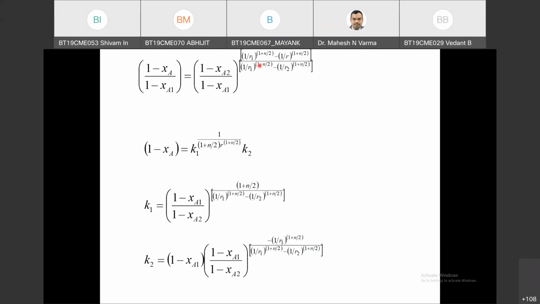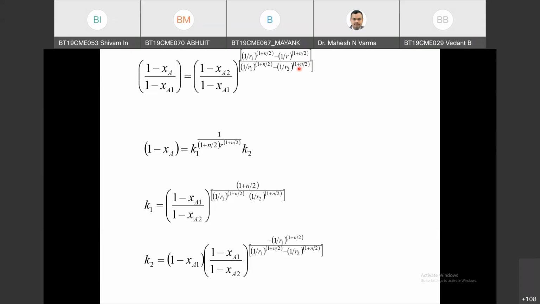So this is my concentration profile, you can see. This case involves variation of temperature, because in the previous case, there was no variation of temperature.